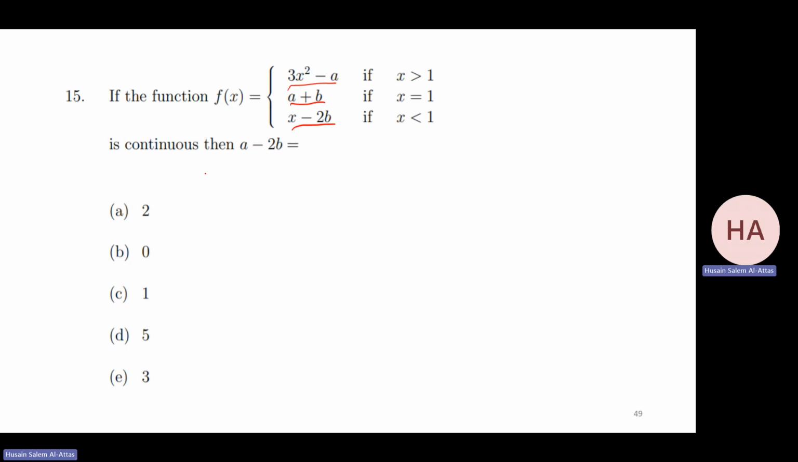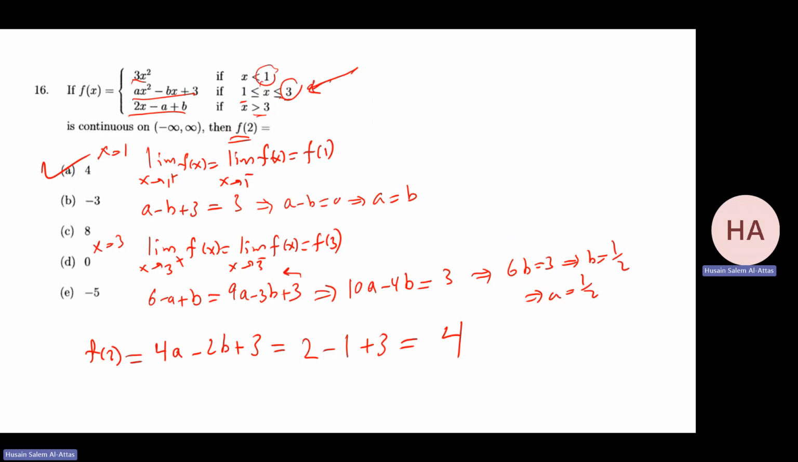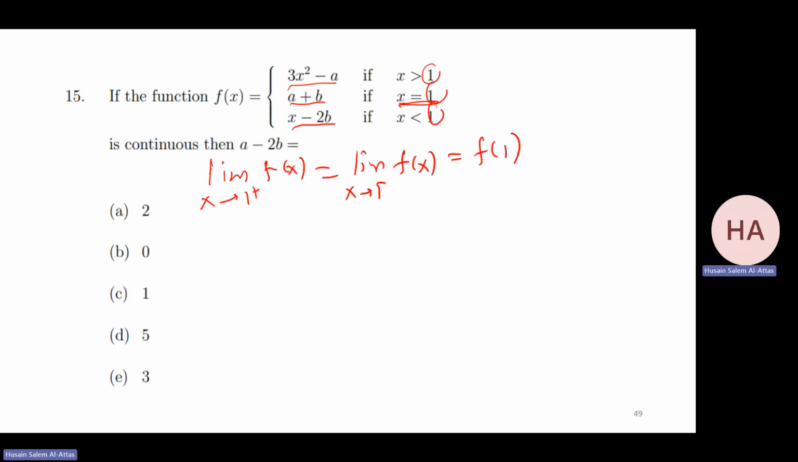And now check here. Here, I need x equals 1. So I need the limit as x goes to 1 from the right, equals the limit as x goes to 1 from the left, equals f at 1. I care only about 1. So I have two equations. Well, these two are different now. Before, they were the same, so I did not use it. This f of 1 will be the same as this one, so no need to worry about it.